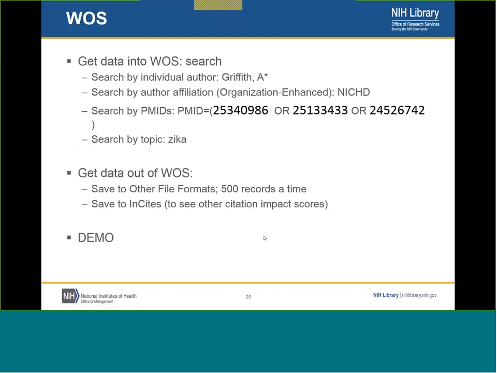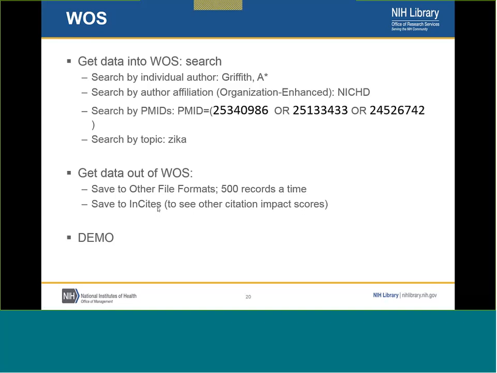Okay, so how do we get data in Web of Science? I know that all of you are really good at searching, so I'm not really going to focus on that part. We can do an author search, an affiliation search, a PMID number search, or a topic search. And when we get data out of Web of Science, we can save it to other file formats, 500 records at a time, or we can also save it to Insights when you want to do additional analysis or get something directly from Insights.